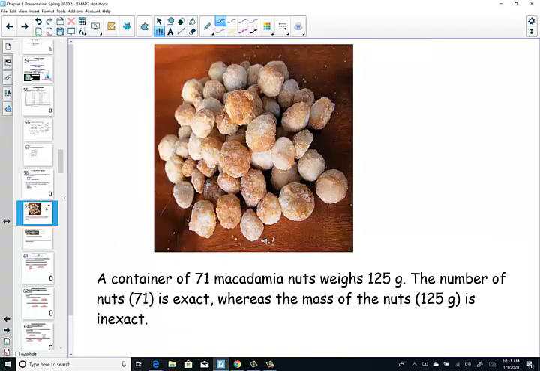If I have a container of 71 macadamia nuts and it weighs 125 grams, the number of nuts is exact because I sat there and counted out how many nuts were in that container. It's not about 71, it is exactly 71 based on counting. But when I used a scale to take the mass of the nuts, I'm using an instrument that is limited to a degree of precision. The degree of precision makes it an inexact number. 125 grams is inexact due to measuring.